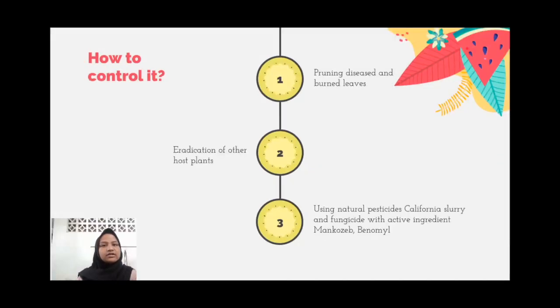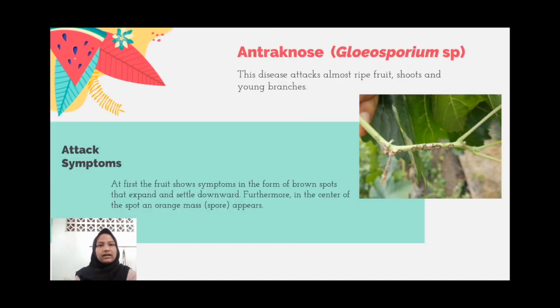Next is how to control leaf rust disease. To control it, we can prune diseased leaves. We can also eradicate other host plants, or we can use natural pesticide California slurry and fungicide with active ingredients mancozeb or propineb. And then there is anthracnose disease or Colletotrichum sp.